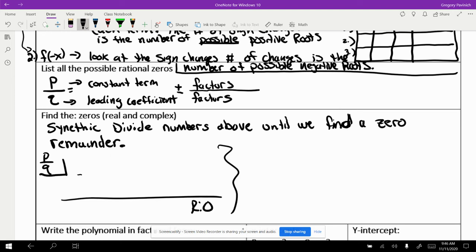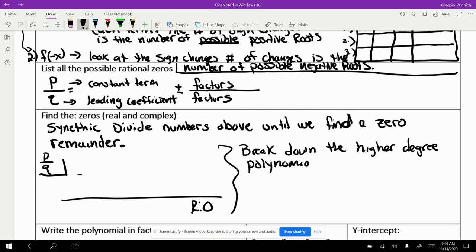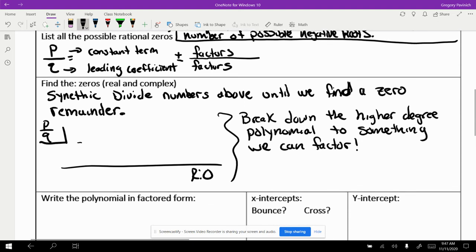And our goal is to break down the higher degree polynomial to something we can factor. So it might be we're left with a 4-term polynomial that we can group and factor. It might be that we're left with a quadratic that we can try to factor, or use the quadratic formula to find irrational or complex roots.